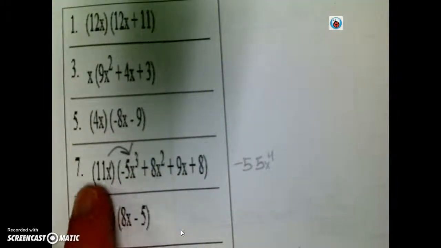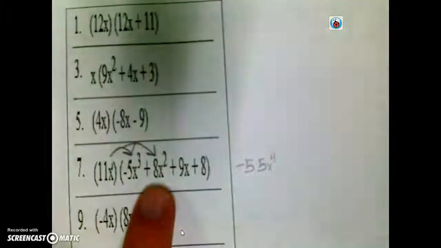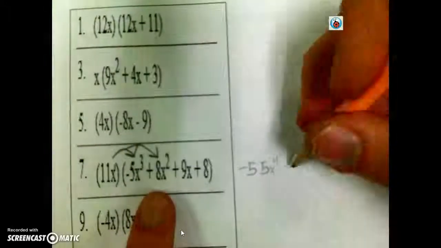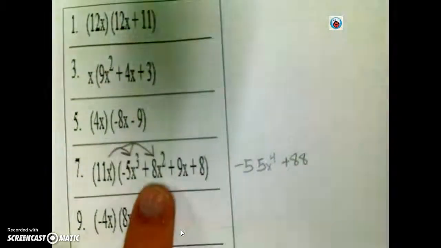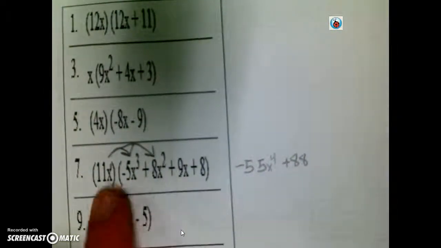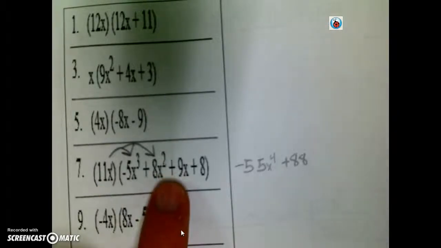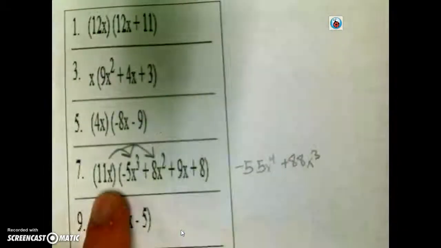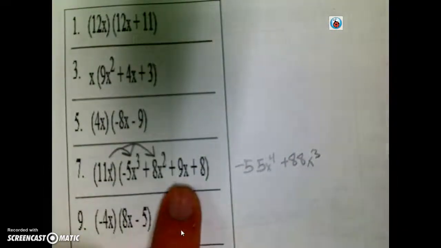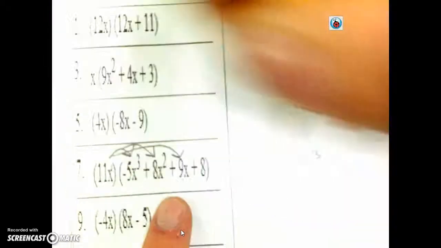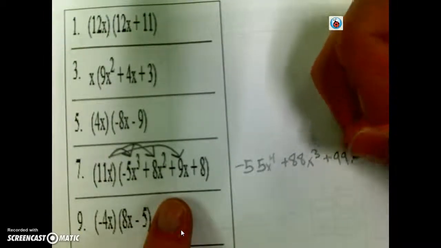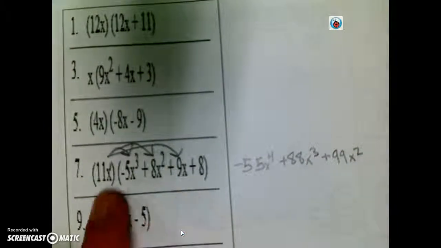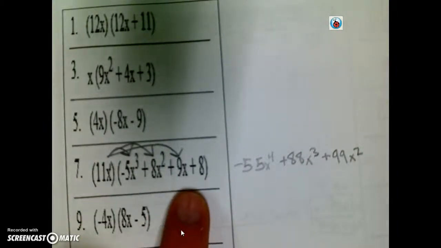All right, so now I'm going to take my 11x multiplied by an 8x squared. So I'll multiply the 11 and the 8. And now I'll take my x times my x squared. The 1 plus the 2 with the x gives me an x to the third power. All right, so now I can take my 11x to the 9x. Okay, so 11x times the 9x, 11 times 9 gives me a 99. X times x gives me an x squared.